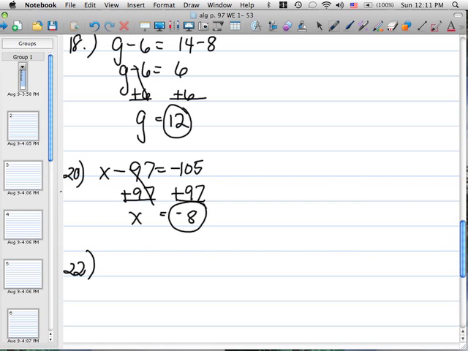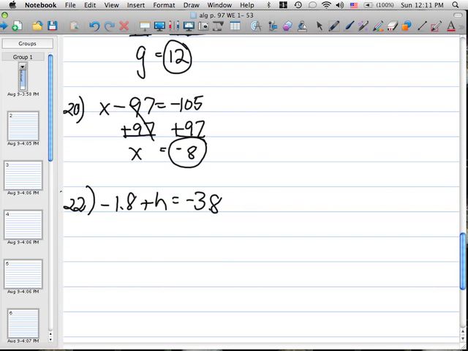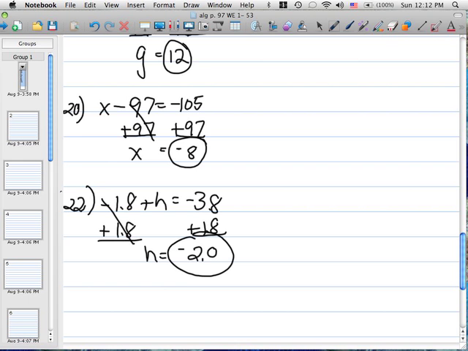22, we have negative 1.8 plus h equals negative 3.8. We want to get rid of the negative 1.8, so add 1.8 to both sides. Those are opposites, they drop. A negative and a positive we would subtract, so we would get negative 2, since there's more of the negative.